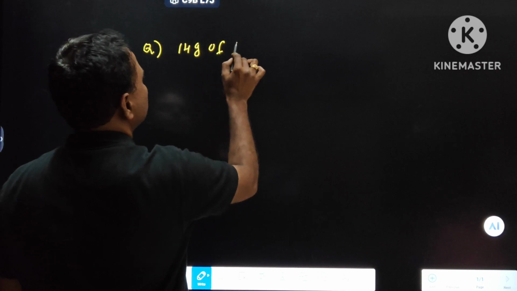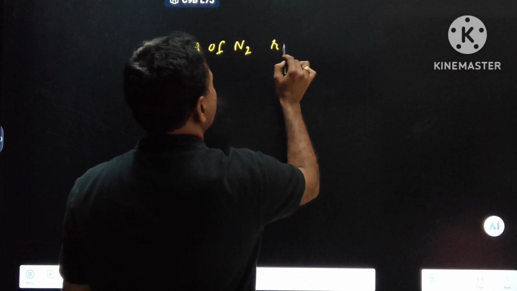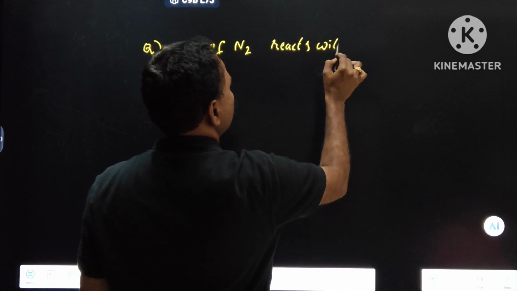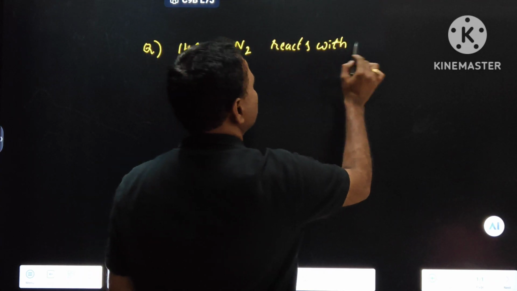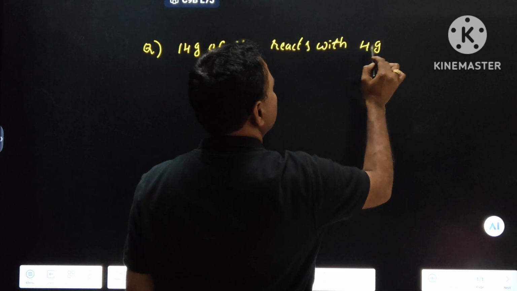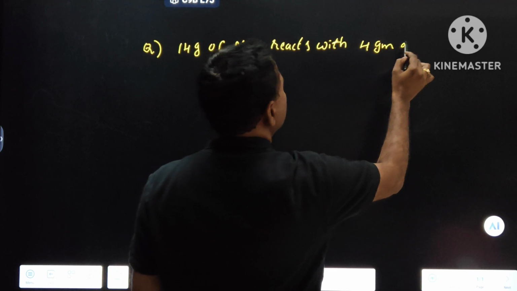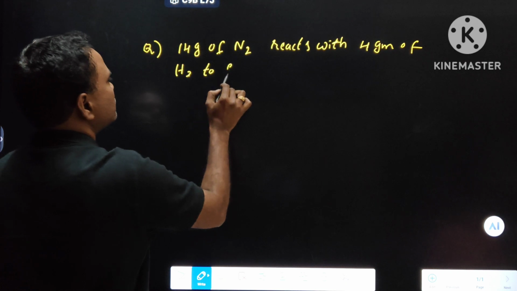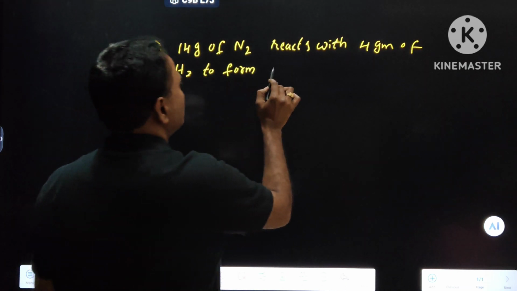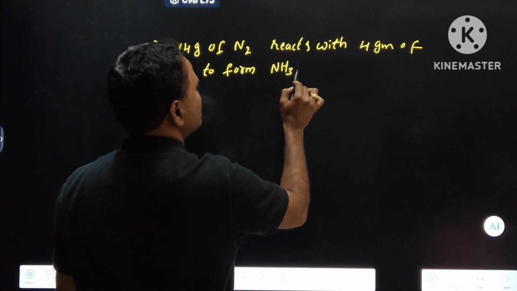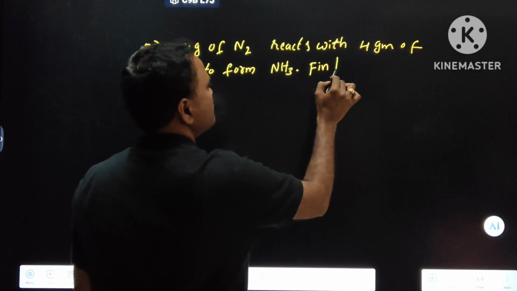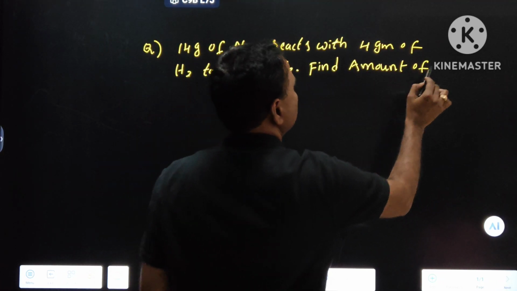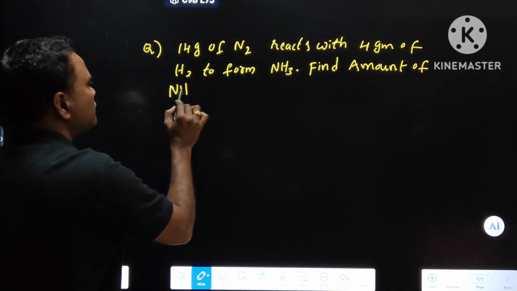14 grams of N2 reacts with 4 grams of hydrogen to form NH3. Find the amount of ammonia formed.